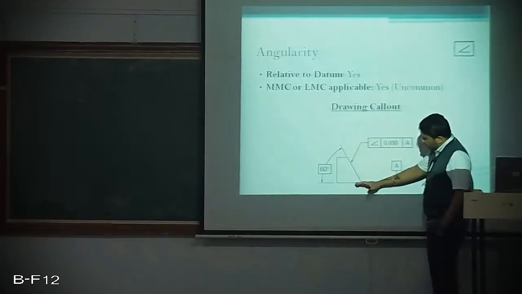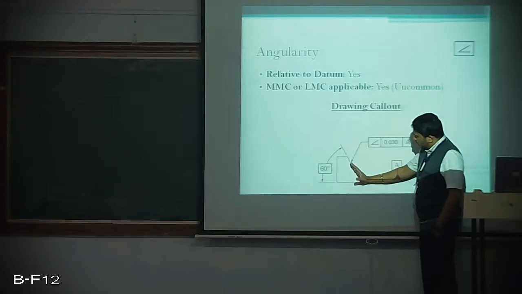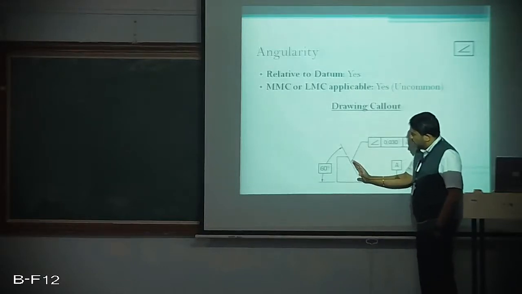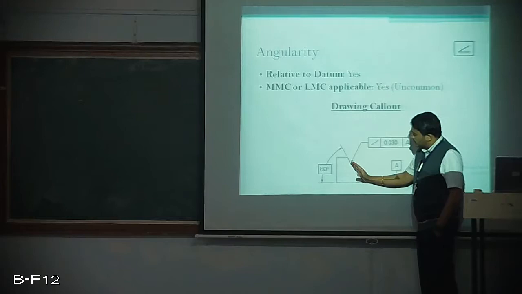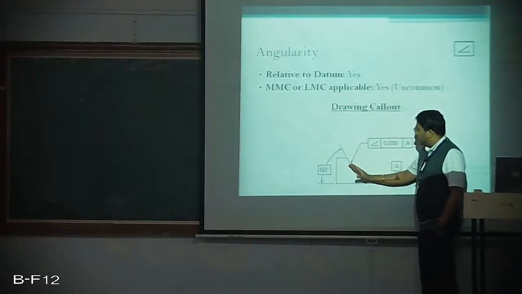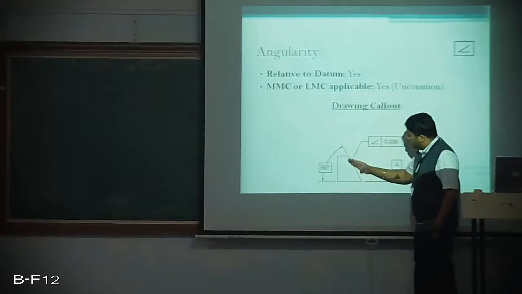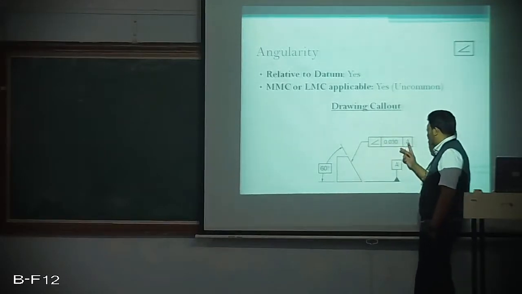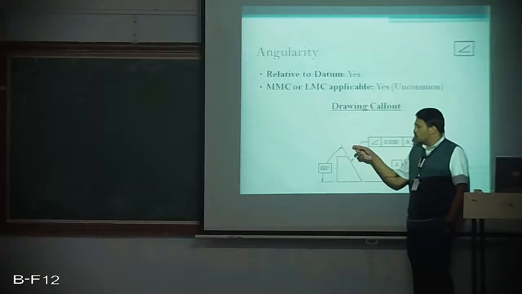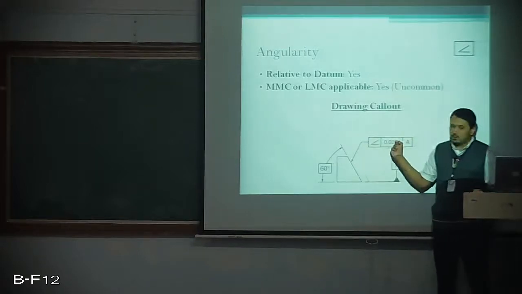Hence, with respect to this bottom surface, a certain angle is mentioned: 60 degrees. If this 60 degrees is not possible for us to achieve, there will be a slight variation, and this variation has to be within 0.030 with respect to A, because I have taken the reference as A. That is what is depicted in this feature control frame.